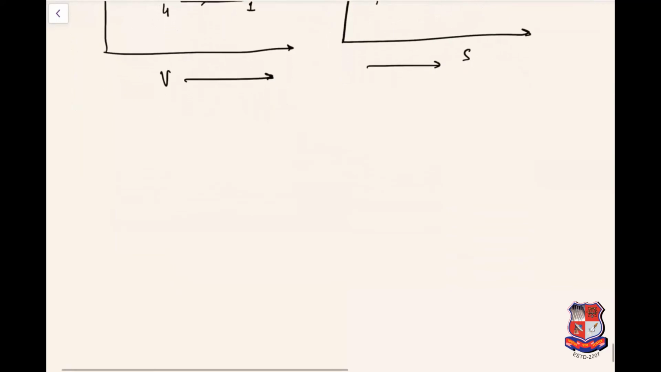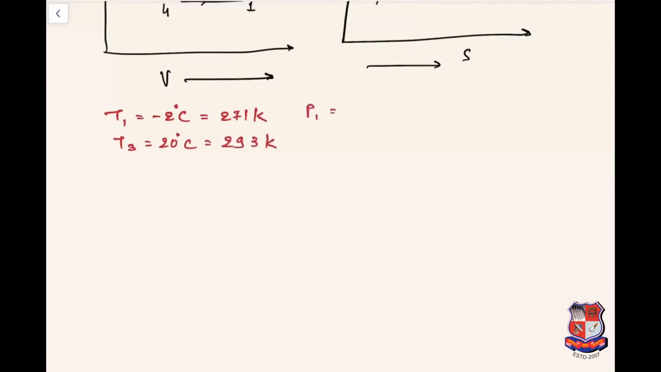So if we list out the data that is given: T1 is equal to -2 degrees Celsius, that is equal to 271 Kelvin. T3 is equal to 20 degrees Celsius, equal to 293 Kelvin. P1 is equal to P4, that is equal to 1 bar. P2 is equal to P3, and that is equal to 11 bar. Gamma is equal to 1.4, and Q is equal to 15 TR.